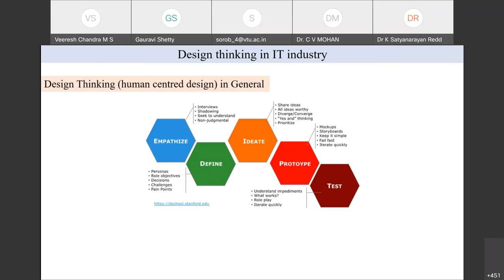So this is what the ideate process is. Finally, using different methods, mock-ups, storyboards, and other iterative options, we can build the prototypes. So in the first session, I told you about fail fast. During this process, the prototype, or even when we are testing the prototype, fail fast is the real term which is used in the industries.